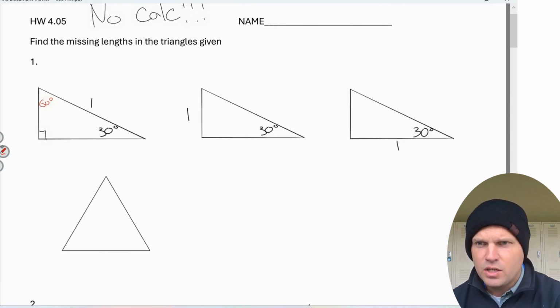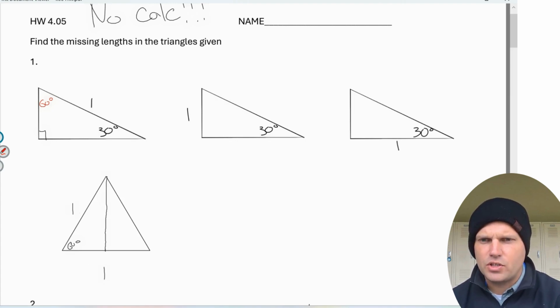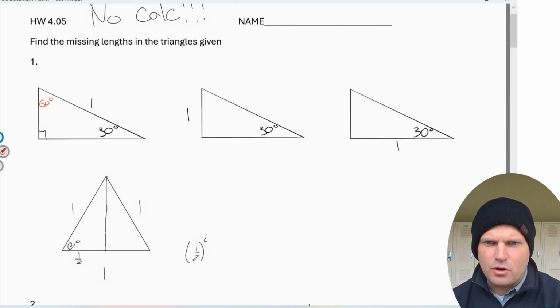We start with the equilateral triangle where all of the angles are 60 degrees. If I drop down a line, I split this bottom in half. If this starts as 1 and this starts as 1 and this starts at 1, I cut this in half, this becomes a half. Then I use the Pythagorean theorem, and you don't have to do this. Rather, you do have to know what the side length is going to be.